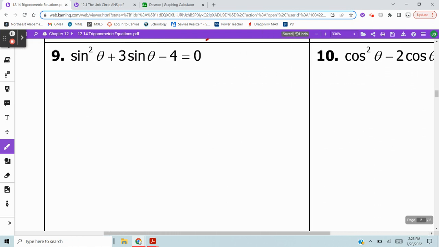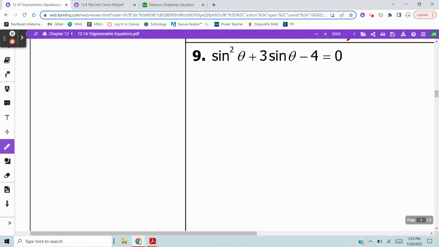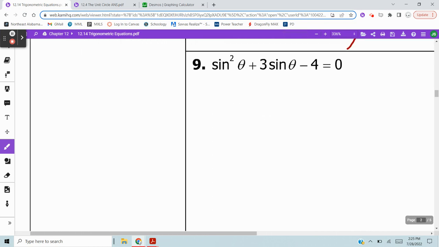Number 9. Sine squared plus 3 sine minus 4. Now let me show you a trick right here. Some people like to do this. This is a quadratic trinomial that involves sines, and a lot of people don't like to deal with sines mixed with that. So what you can do, if you would like to take that sine out and change it with maybe the letter U or a different letter, you can do that. You've got u squared plus 3u minus 4. And that way you don't have to think about sines mixed with quadratics and then try to factor that.